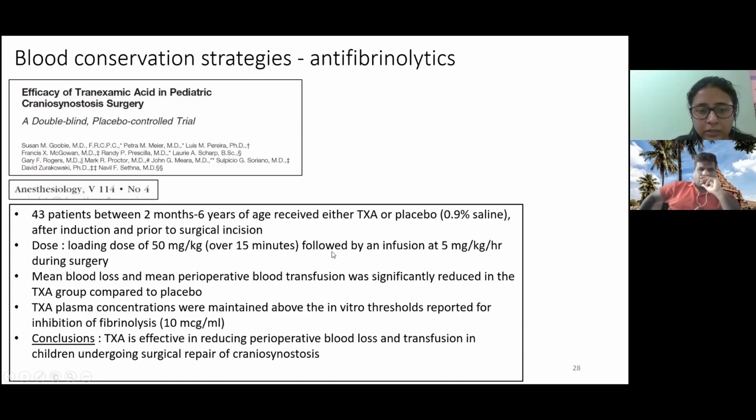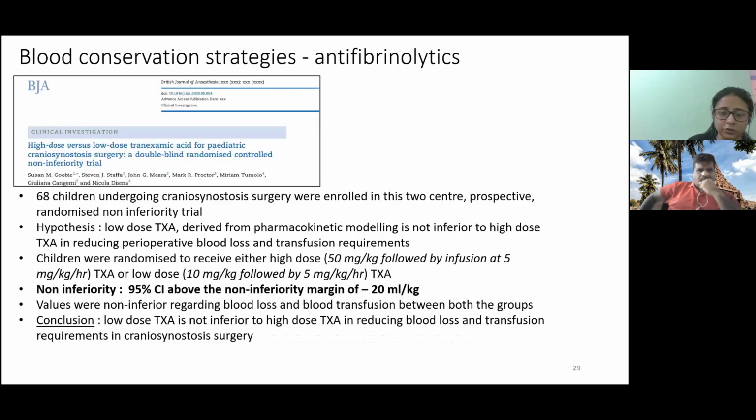The mean blood loss and mean perioperative blood transfusion were significantly reduced in the tranexamic acid group compared to placebo, and tranexamic acid plasma concentrations were maintained above the in vitro thresholds reported for inhibition of fibrinolysis in these cases. The authors concluded that tranexamic acid is effective in reducing perioperative blood loss and transfusion in children undergoing surgical repair of craniosynostosis.